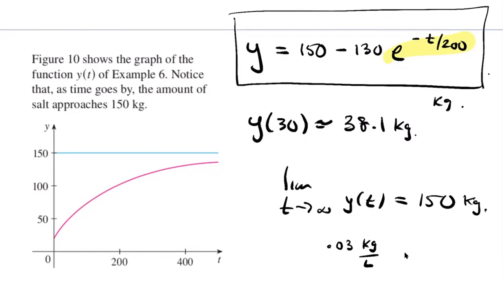All right, cool. Well, what I just said was a little bit dimensionally incorrect. If you take 0.03 kilograms per liter and you multiply it by 5,000 liters, you'll get 150 kilograms. And that makes sense because that's the long run amount in this tank. In the long run, the concentration in the tank should be like the concentration of the inflow.